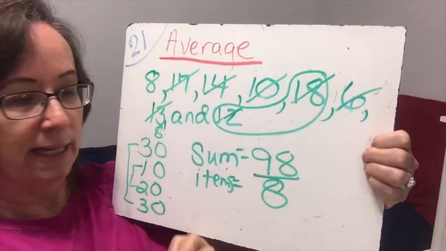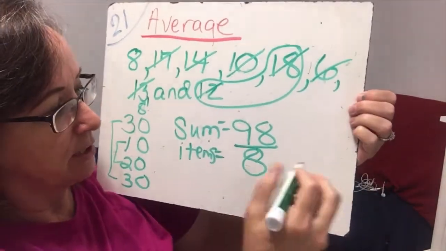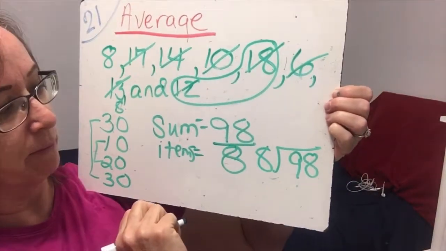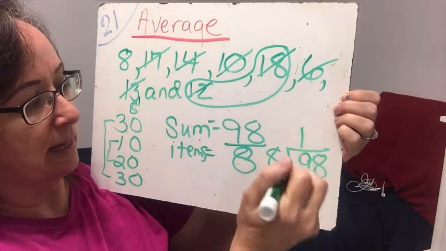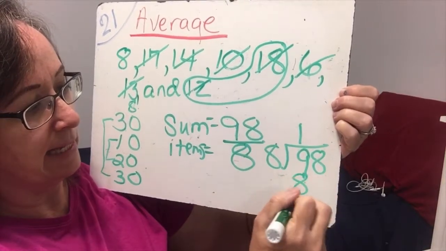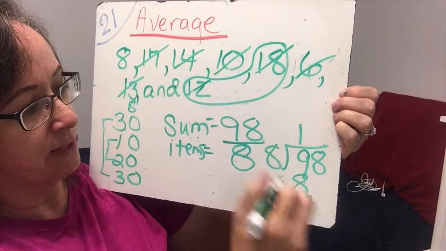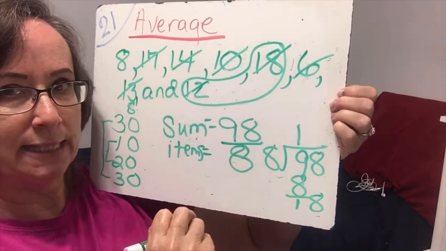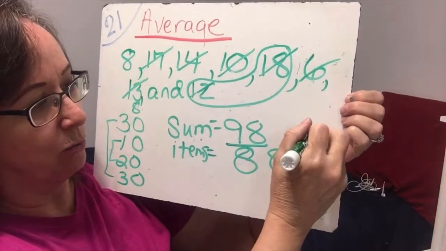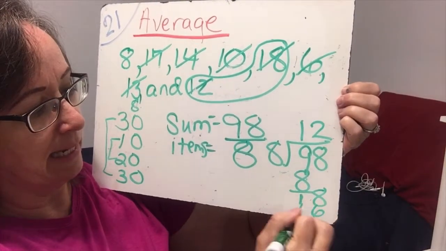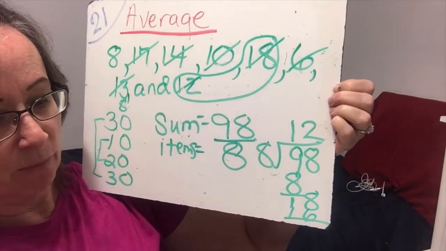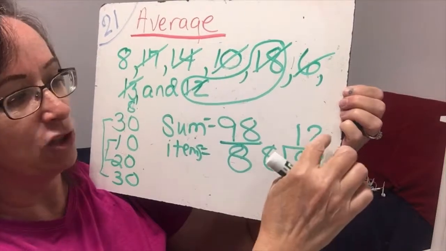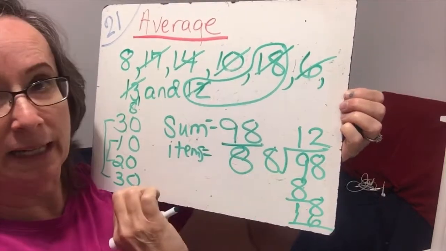And when we do this, we're going to get our average. So 98 divided by 8. Let's do that one. 8 goes into 9 one time, and 1 times 8 is 8, and we're going to have a 1 left over, and we're going to pull down our 8, and we're going to go 8 into 18 is a 2 with a 16, and we're going to have a remainder 2, but we're going to go ahead and pull out that 2 and divide it by the 8.